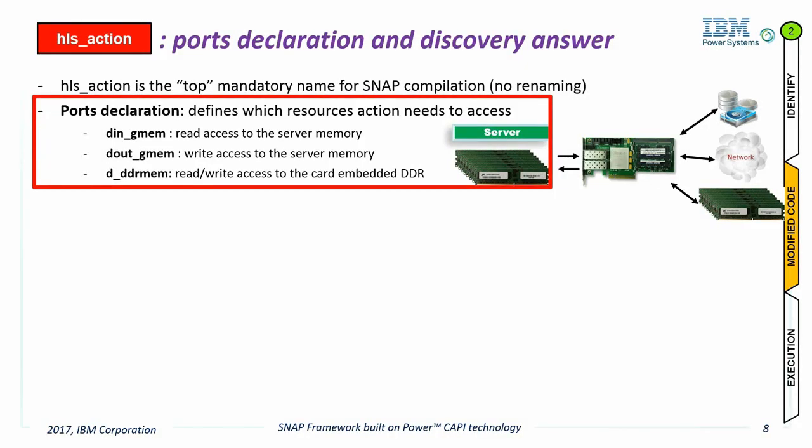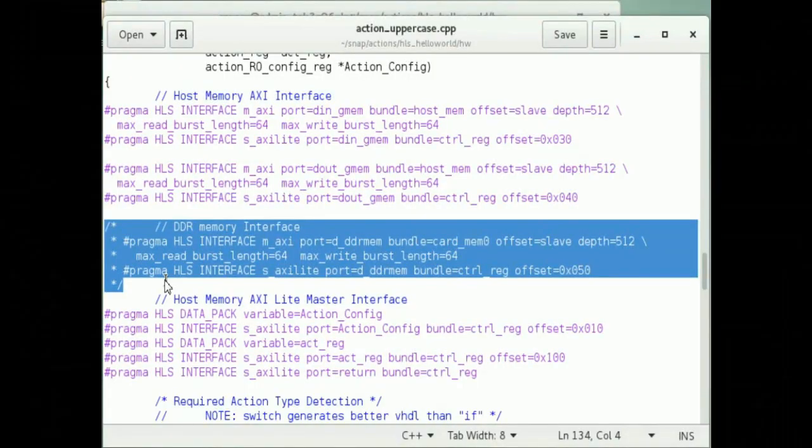We have coded 3 different ports that will be used by the action: DIN and DOUT to read and write to the server memory, and then a commented one, which is DDR, to read and write to the card DDR. We can add the flash or Ethernet resource if we have some. We can also remove or comment them as here. In this example, we have intentionally commented the DDR port since we are not using it.